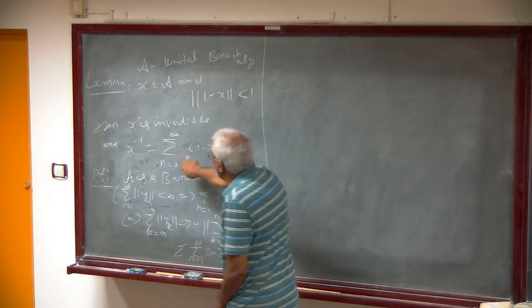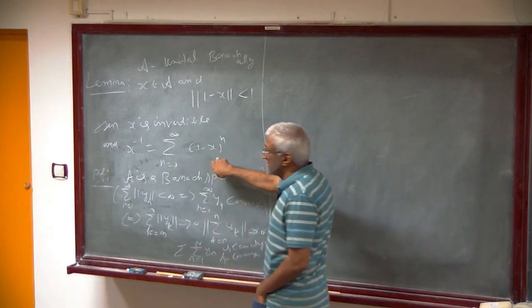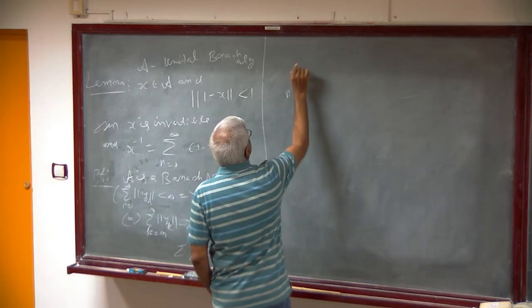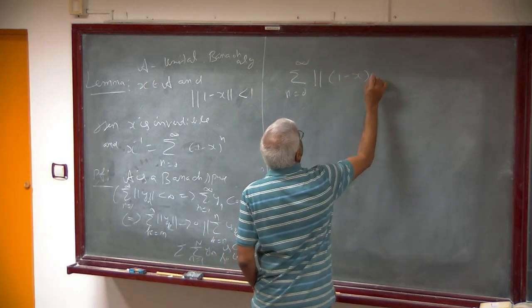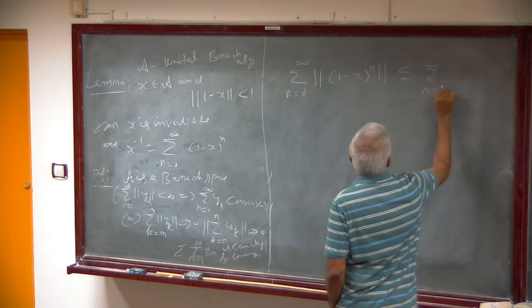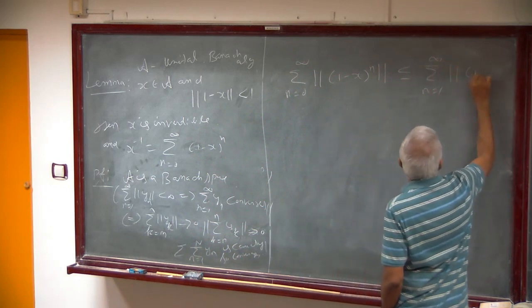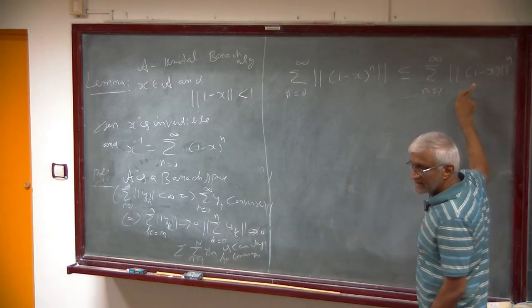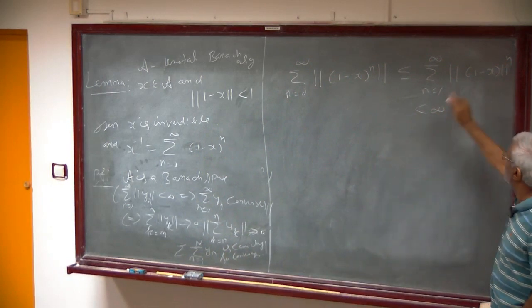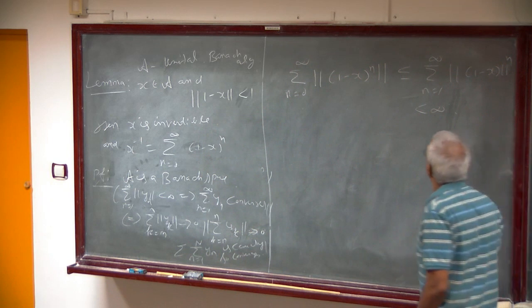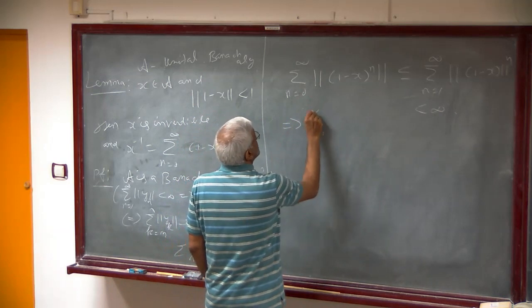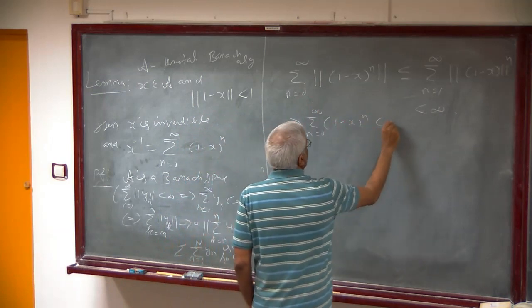So now all we have to do is first show that this is convergent. Since the sum from n equal to 0 to infinity of norm of (1 minus x) to the power n is less than or equal to the sum of norm of 1 minus x to the power n, because you can take the product out, and this norm is less than 1. This is just a geometric series, so it is less than infinity. So the sum from n equal to 0 to infinity of (1 minus x) to the power n converges.